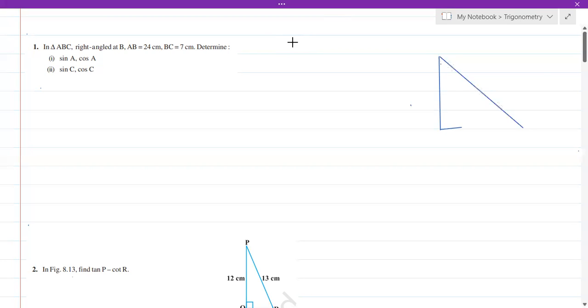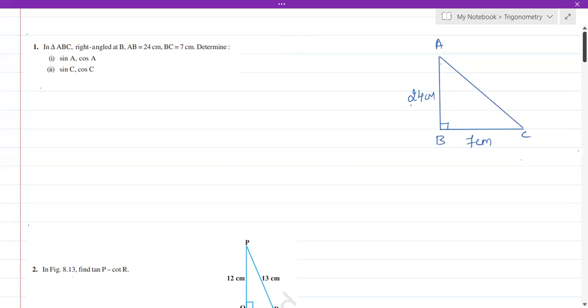Let's take a right angle triangle ABC. Right angle at B. Now, AB equals 24 centimeter. AB value is given as 24 centimeter, and BC value is given as 7 centimeter. What we have to do is find, in the first sub question, sine A and cos A.